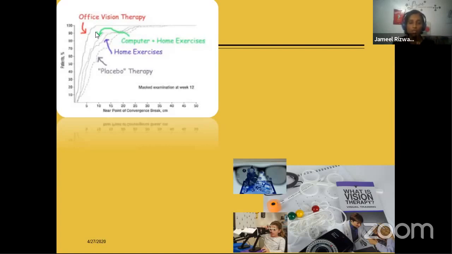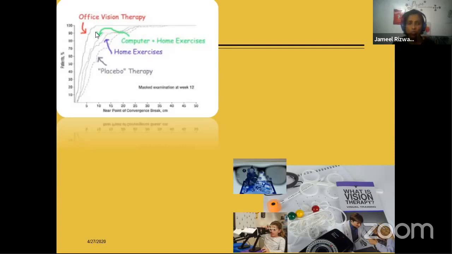What are all the regions in your cortex that actually respond to the training that you are giving? So it's not at the level of your eyes, it's not at the level of just your extraocular muscles, it's basically at the level of your cortex. Okay, so you are imbibing these changes through your vision therapy at a much higher and deeper level.